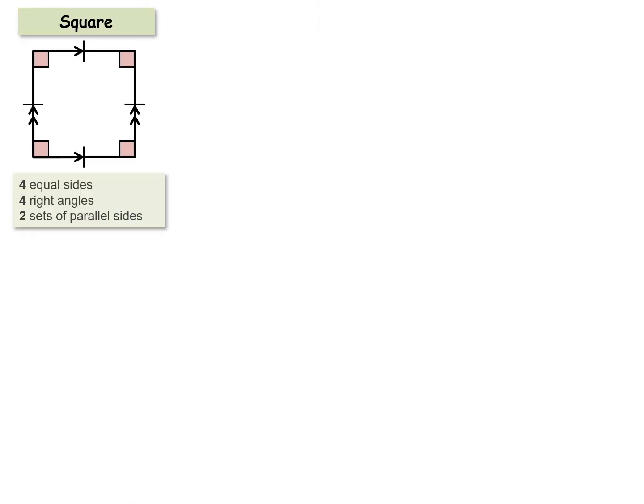So the first quadrilateral is our equilateral quadrilateral, which we call a square. And the reason we call it an equilateral quadrilateral is because it has four equal sides. And also, this side is parallel to this side, and this side is parallel to this side. It's got 2 sets of parallel sides.